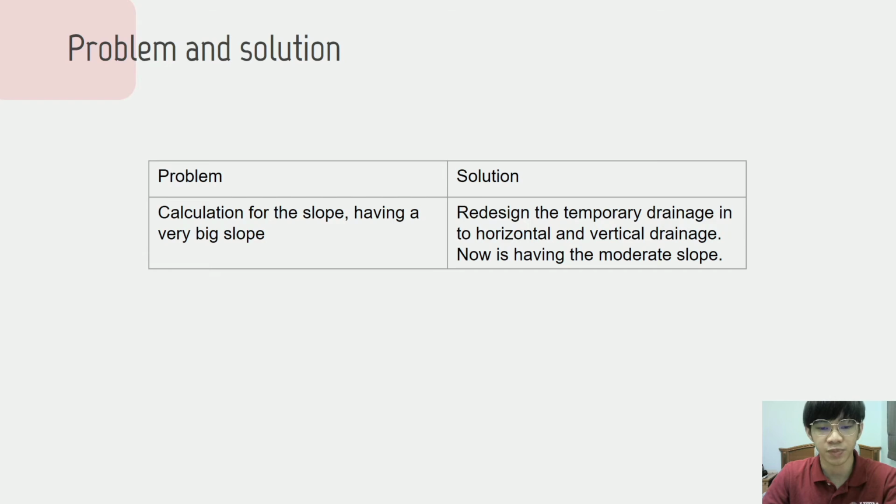The problem faced by the erosion and sedimentation department is the calculation for the slope. They encountered a result of a very big slope when they did their first calculation. They solved it by redesigning the temporary drainage into horizontal and vertical drainage. The figure of the drainage can be found in the previous slide. After they redesigned the drainage, they got a moderate slope, which is suitable for our result.